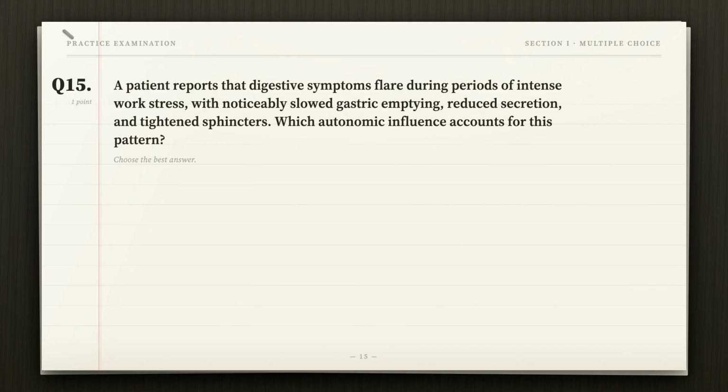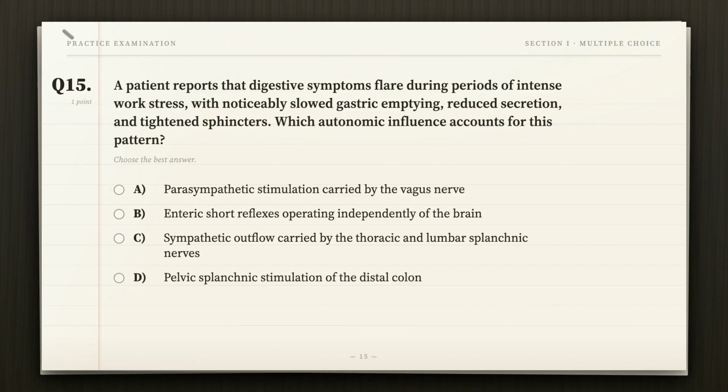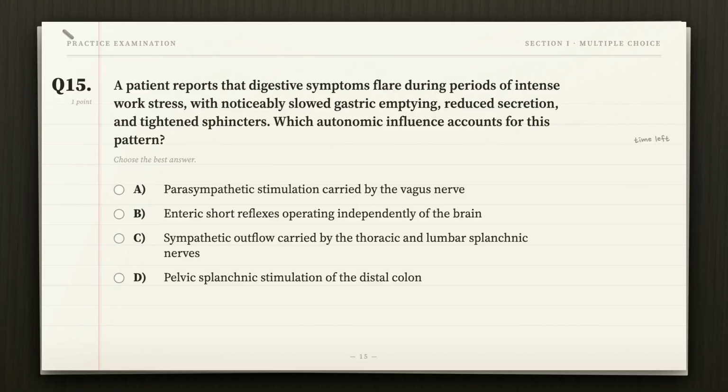Your options are A. Parasympathetic stimulation carried by the vagus nerve. B. Enteric short reflexes operating independently of the brain. C. Sympathetic outflow carried by the thoracic and lumbar splanchnic nerves. D. Pelvic splanchnic stimulation of the distal colon. Don't overthink it. Which one feels right?